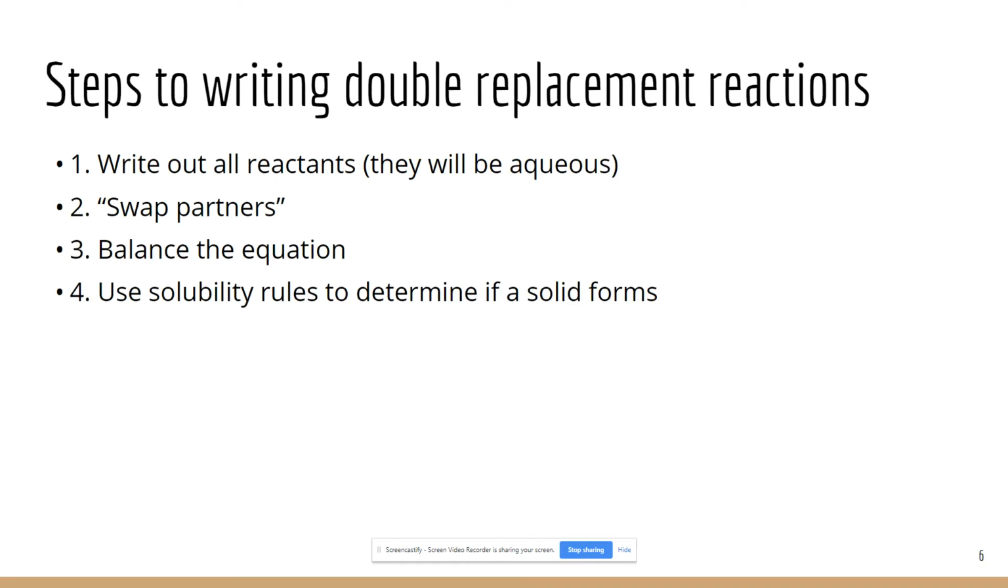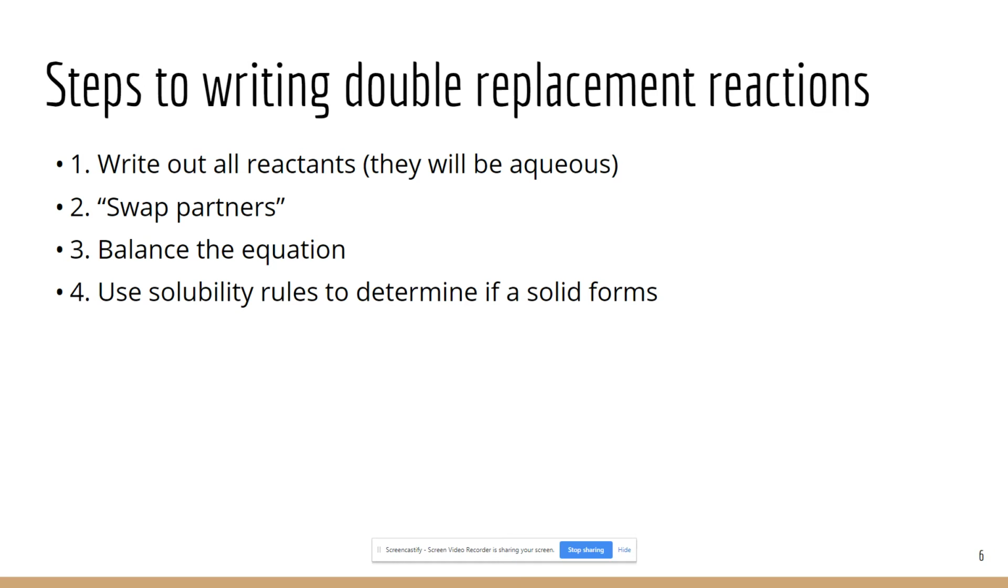Pause here. Right, so when we are writing a double replacement reaction, you pretty much always go through these 4 steps. You write out the reactants, so you're going to need to remember your nomenclature, how to write the formulas. You're going to swap partners, so I'll elaborate on that during the example. You're going to be balancing the equation just like you normally would, and then you determine, using solubility rules, if a solid forms or not.